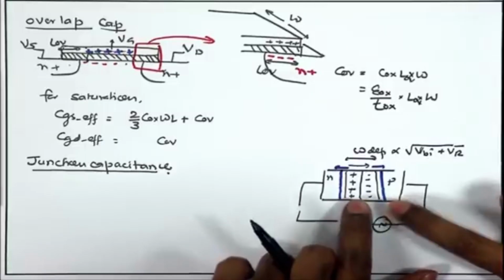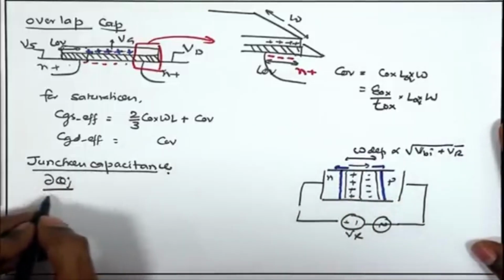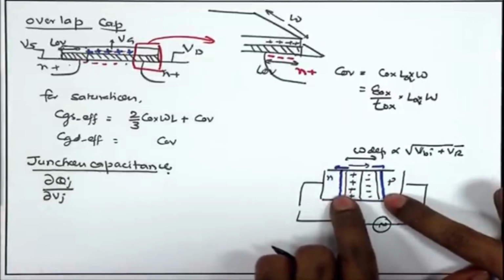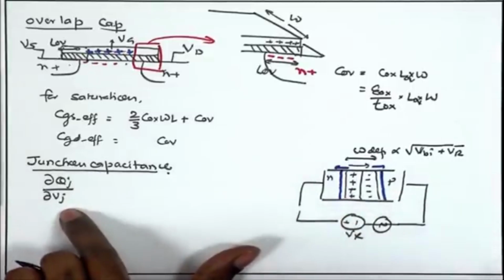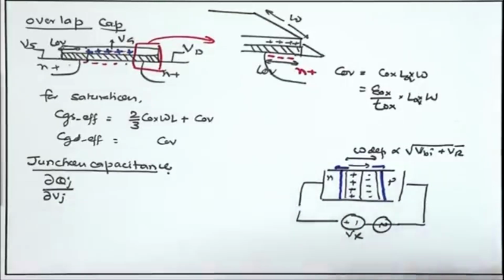So, I can define this junction capacitance as dQ junction by dV junction. What is the change in the charge across the junction that you obtain by changing the voltage a little bit? That is going to be the definition of junction capacitance.